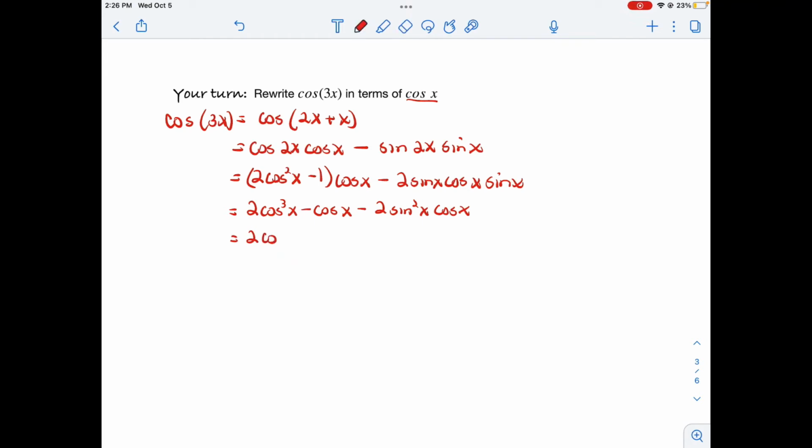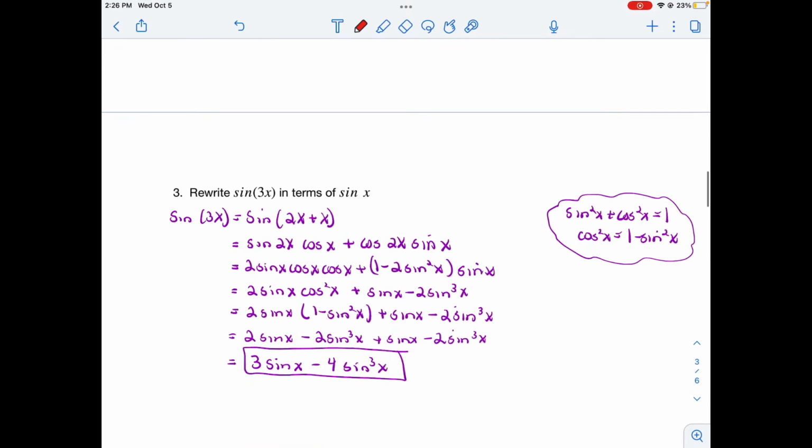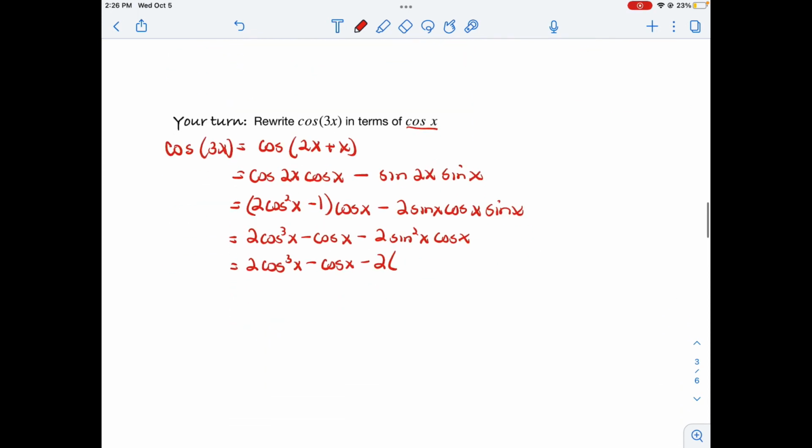Again, I notice that I have a sine squared x. I want everything in terms of cosine. So I'm going to replace that sine squared x using my Pythagorean theorem. Okay, I have to do another think bubble. So I got sine squared x plus cosine squared x equals 1. And then solve that for sine squared x. And I figure out that I'm going to replace sine squared x with 1 minus cosine squared x.